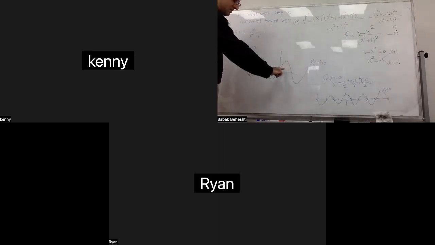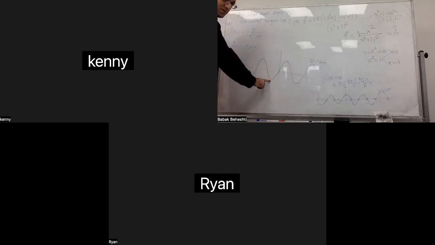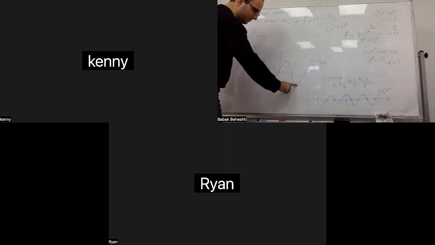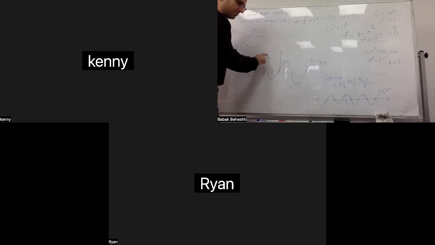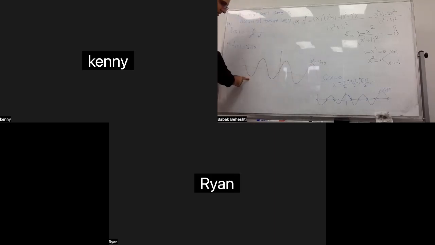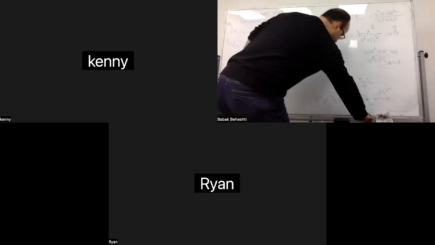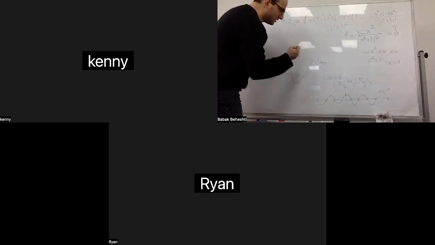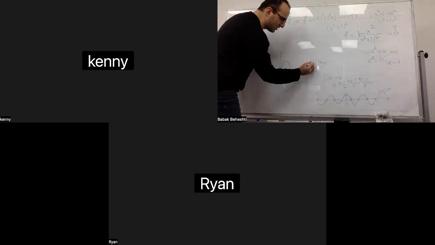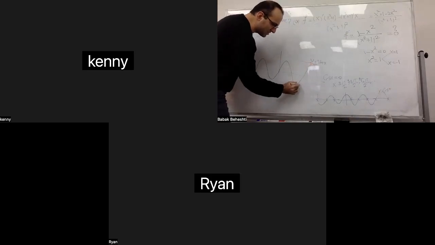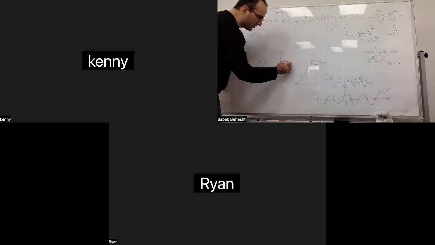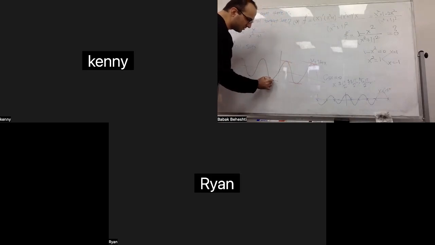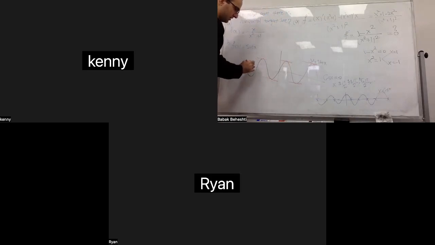Pi half, minus pi half. So this is pi half, minus pi half. 3 pi half, minus 3 pi half. 5 pi half, minus 5 pi half. These points indicate where the tangent is horizontal, and I can actually draw the tangent. So you see at these points, you have horizontal tangent lines.